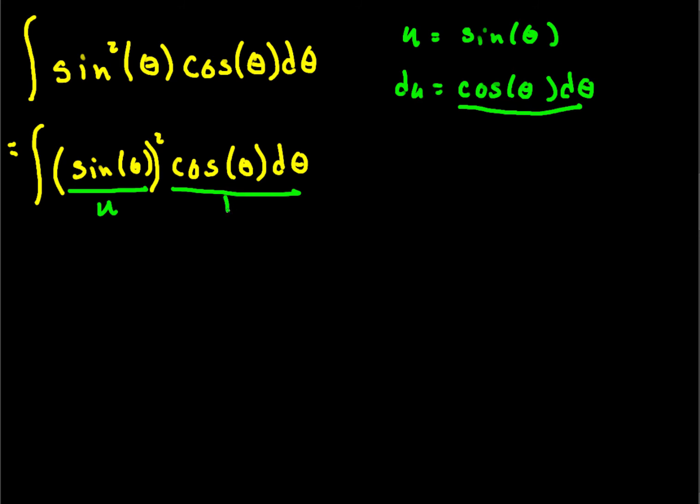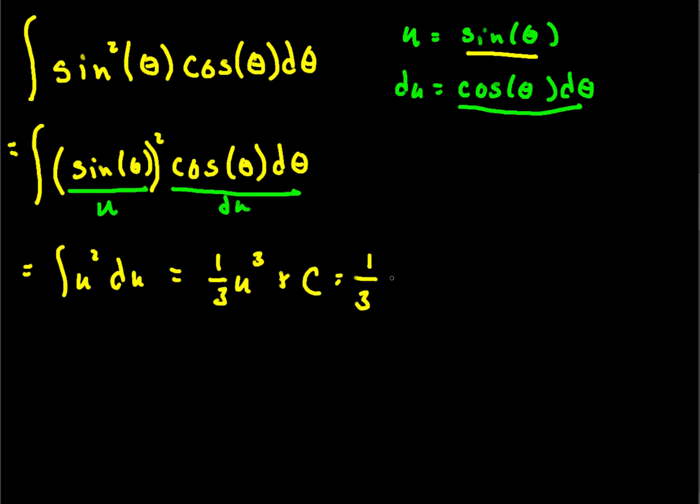This is du. So in this case, I'll just write this out as the antiderivative of u squared du, which is a straightforward, simple power rule. So this is 1/3 u cubed plus a constant. And now putting the sine back in for u, this is 1/3 sine cubed of theta plus a constant.